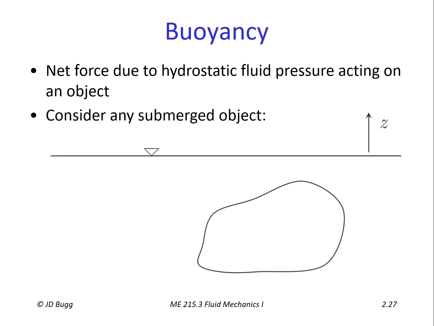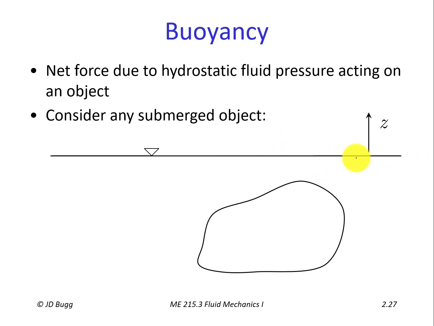So consider any submerged object. I'm showing here an arbitrarily shaped object submerged in a fluid. Now this object just happens to be fully submerged in the fluid. We'll talk later that it could be partially submerged, so it could be floating, so only part of it is submerged, and everything we're going to say here will still be the same.